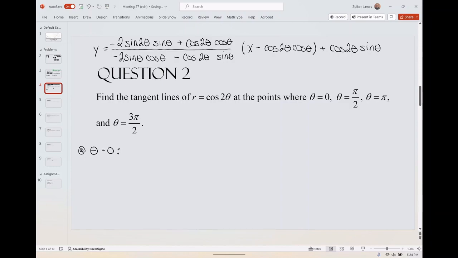At theta equals 0, sine of 0 is 0. This should have been a 2 theta, not that it's going to change my result. Negative 0 minus 0 is 0, isn't it? If the numerator is also 0, we don't have a tangent line. Is the numerator 0?